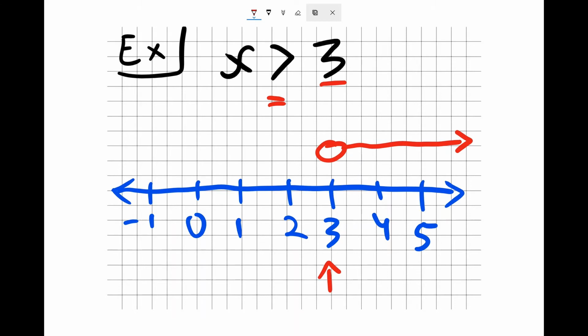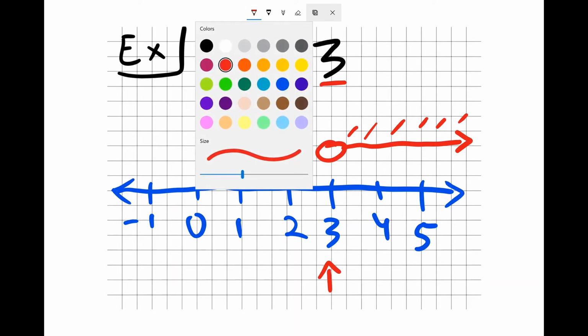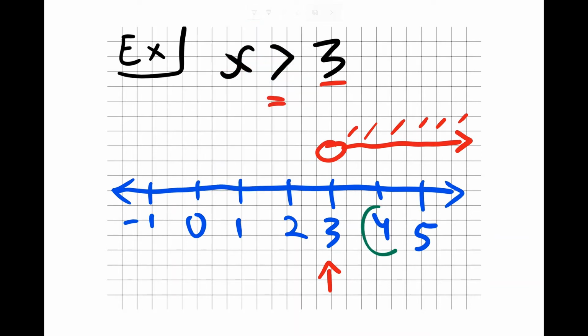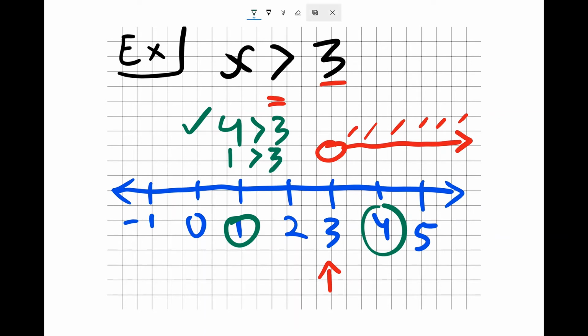X is greater than 3, meaning any and all numbers on this side of 3 would satisfy that equation, would be in the solution set. So say, for example, if you were to take 4 and plug it in here, is 4 greater than 3? It is. It checks out. But if you were to take a number on the left, let's say 1, and plug it into your original inequality, is 1 greater than 3? It's not. It does not check out.